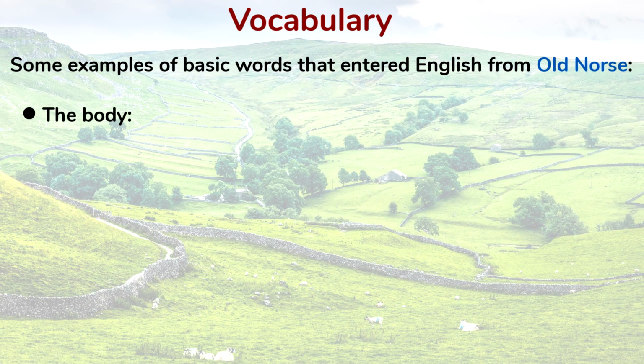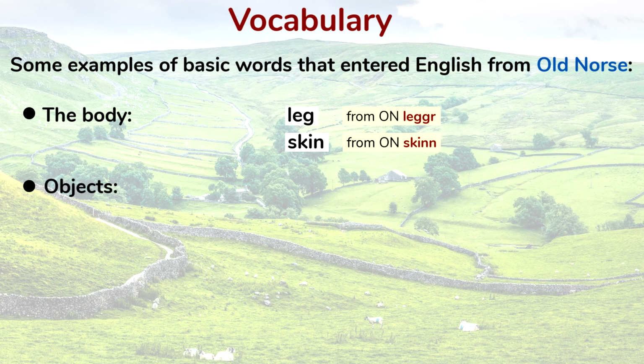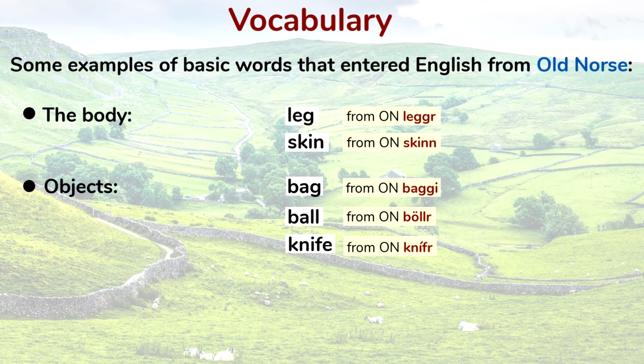Words related to the body: leg, from Old Norse legger. Skin, from Old Norse skin. Words for common objects: bag, from Old Norse baggi. Ball, from Old Norse boller. Knife, from Old Norse knifer, which entered Late Old English as knif.